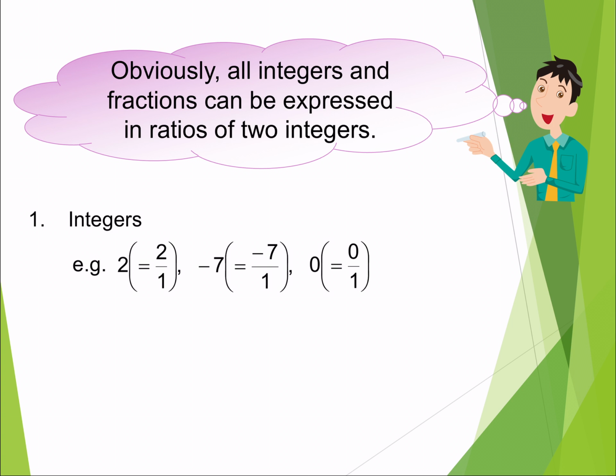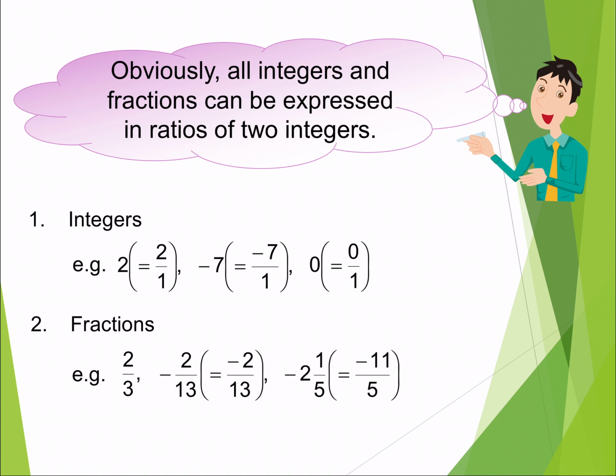So for all integers, for example 2, the denominator is 1. So 2 can be written as 2 over 1. So all the integers can be written in fraction form with denominator 1. So all the integers are rational numbers. And of course, the fraction 2 over 3 is a rational number.